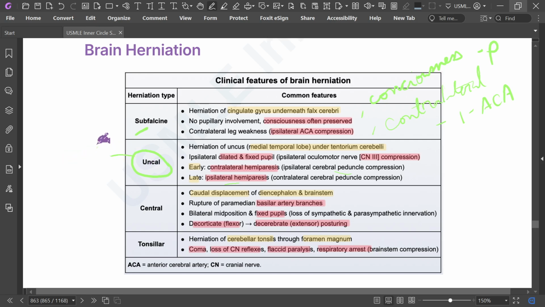In uncal herniation, the pupil is dilated and fixed due to ipsilateral third nerve, oculomotor nerve compression. In early cases, there is contralateral hemiparesis. In late cases, ipsilateral hemiparesis due to contralateral cerebral peduncle compression.